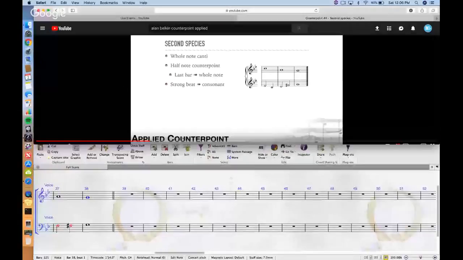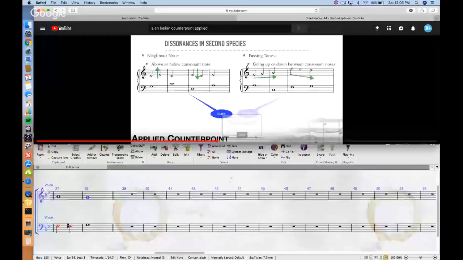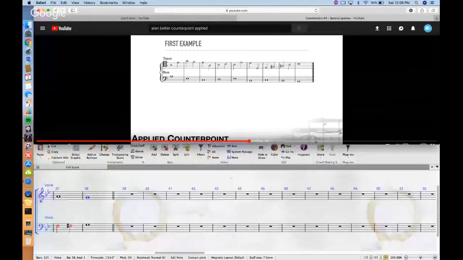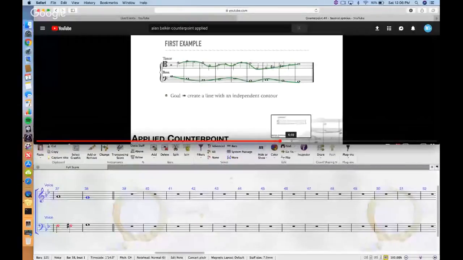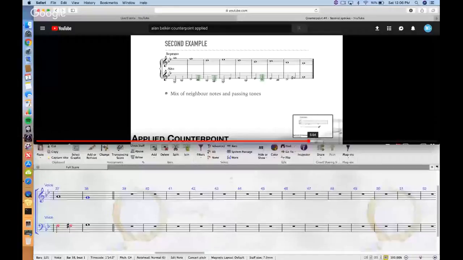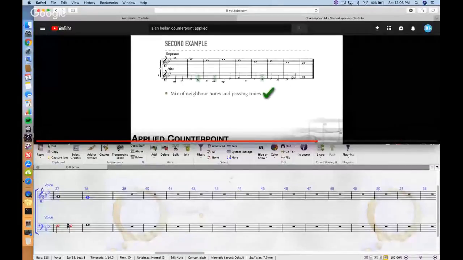Okay, so that's what he talks about in this whole video. There it is. He's talking about this is static, this is dynamic. Balancing something, he wants a nice mixture of leaps and steps, which I think we did pretty nicely. He's got a harmonic minor thing going on here, it looks like, and it has independent curve and contour. He does another one. There you go. A mix of neighbor and passing tones. Great. Let's look at his.